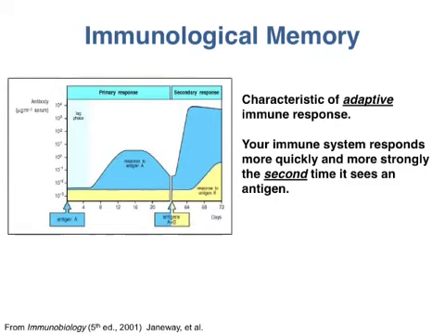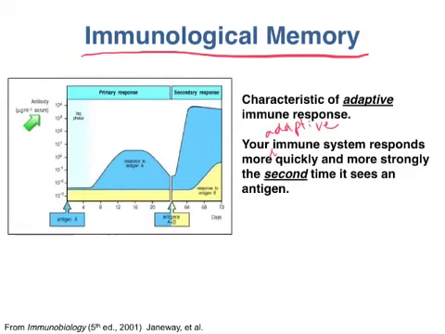Besides being longer lasting, your adaptive immune response has this really nifty characteristic called immunological memory. Immunological memory is the ability of your adaptive immune system to respond to a pathogen more quickly and more strongly the second time it sees it. That's what this graph over here is showing you. On the y-axis, you have antibodies. That's one way of measuring the strength of the adaptive immune response, is looking at the number of antibodies present in serum. You're giving this blue antigen, antigen A, at this time point.